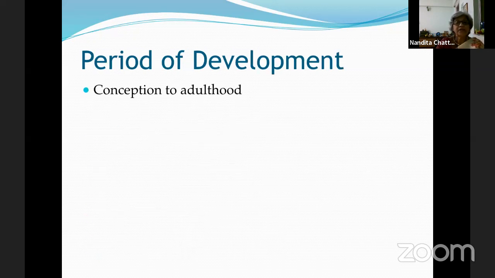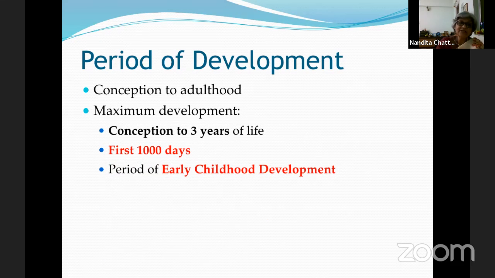Now, what is the period of development? When is this child developing? It starts right from conception and continues up to adulthood. Of this, maximum development occurs during the first 3 years of life, which is called the period of early childhood development. And we look at these first 1,000 days from the date of conception to 3 years, which is very, very important for overall development.